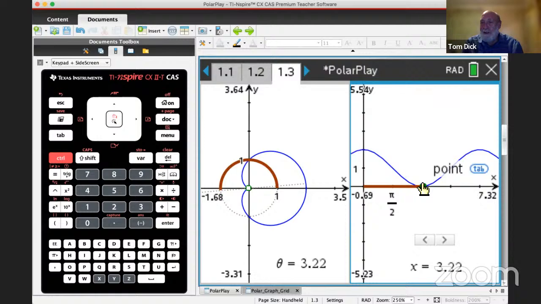Almost got it. Pretty close. Notice it's wrapped around pi over here, and my y value is very close to 0, and my radial value is very close to 0. So I think there's some really nice direct connections you can make, Steve, between these two graphs.